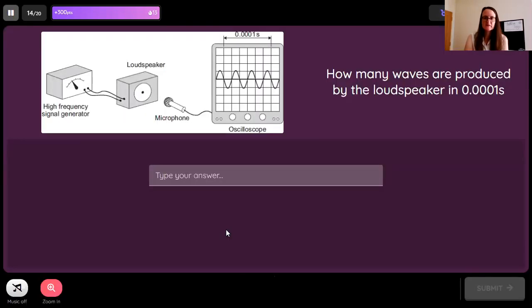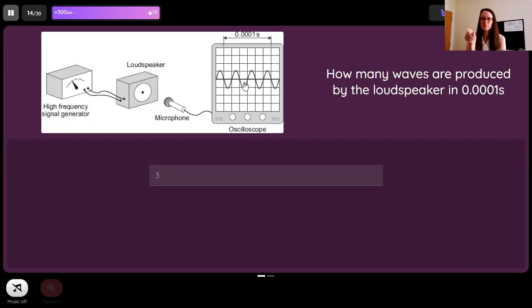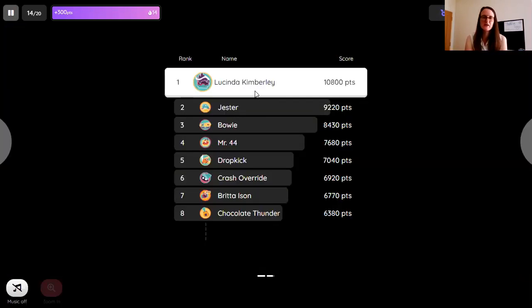Right, how many waves are produced by the loudspeaker in 0.0001 seconds? So the trick here is to count full waves. So mark on your diagram where the start is, and then you count 1, and then 2, and then 3 full waves in that time. Don't be tricked by the number of peaks or the number of times it passes the equilibrium position. That's often a mistake that's made.